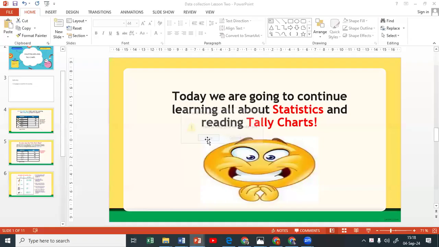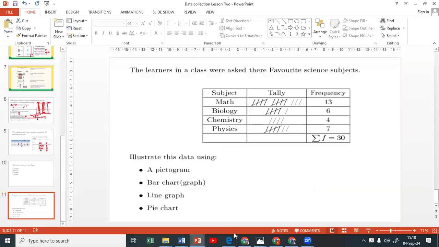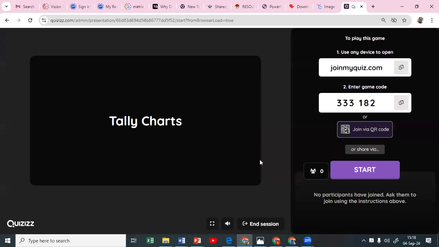Now allow me to stop sharing. My assumption is that everyone has got it. After finishing, we are going to do this exercise. Yes, very good, Tausi. Yes, we have to change them to degrees for the pie chart.